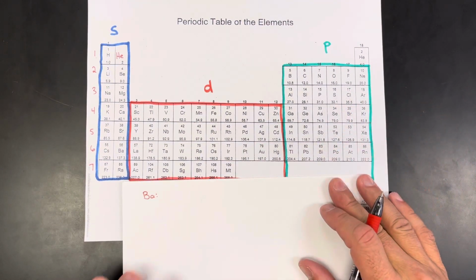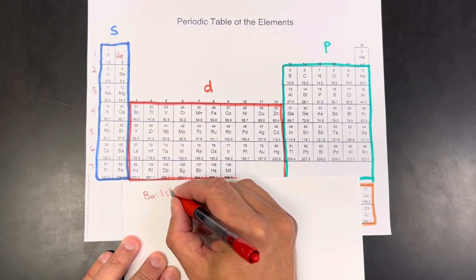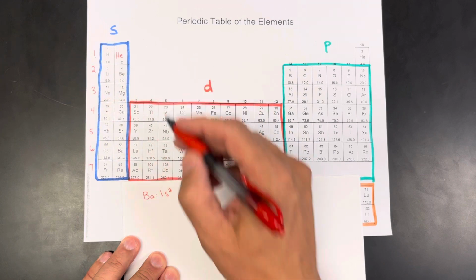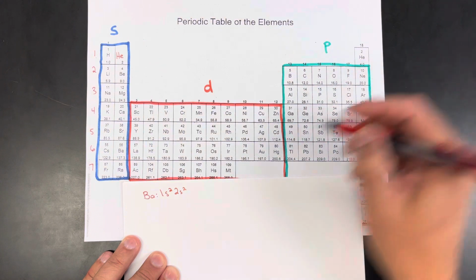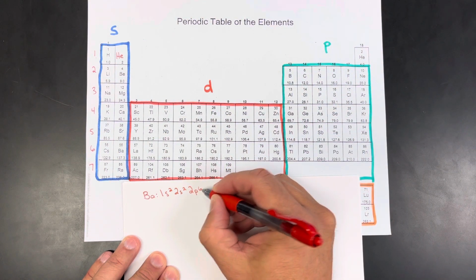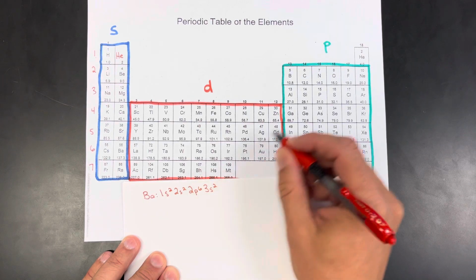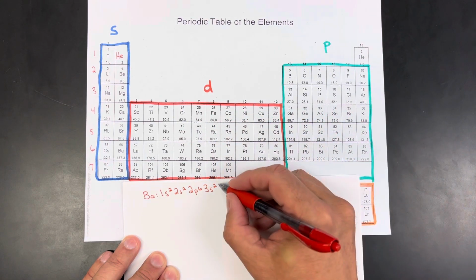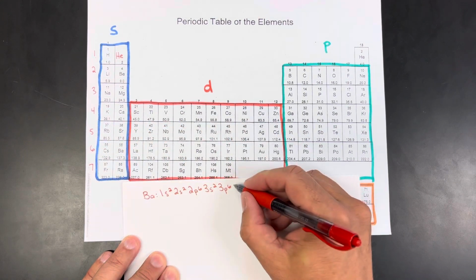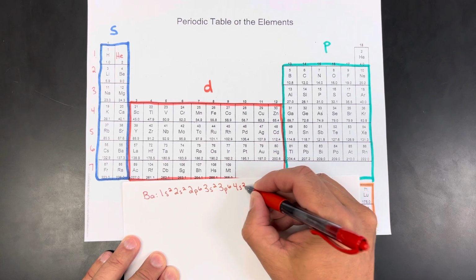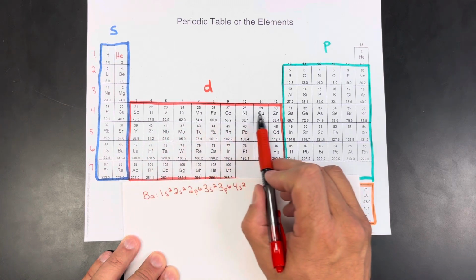So here we go. We're going to start out at the very top. It's going to be 1s2. Going through the second row, it's going to be 2s2. Then it's going to be 2p6, 3s2, 3p6, 4s2. Now be careful, we've got to subtract 1 because we're going in the D block. 3d10.